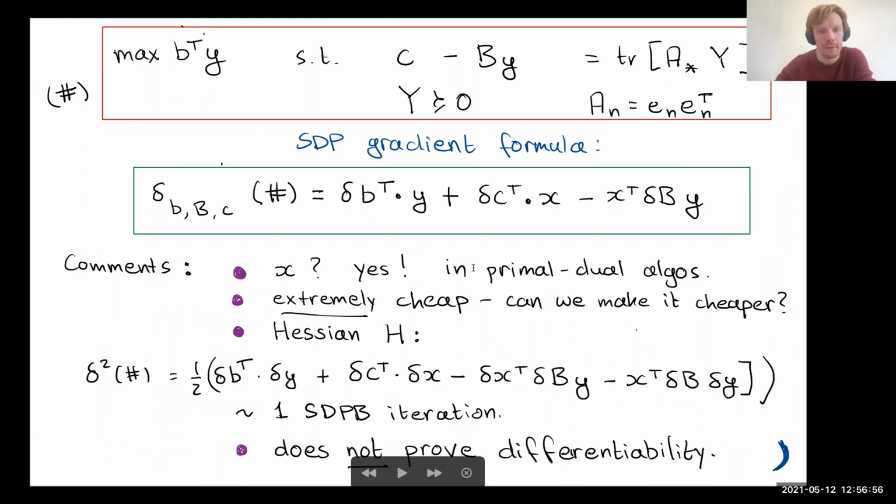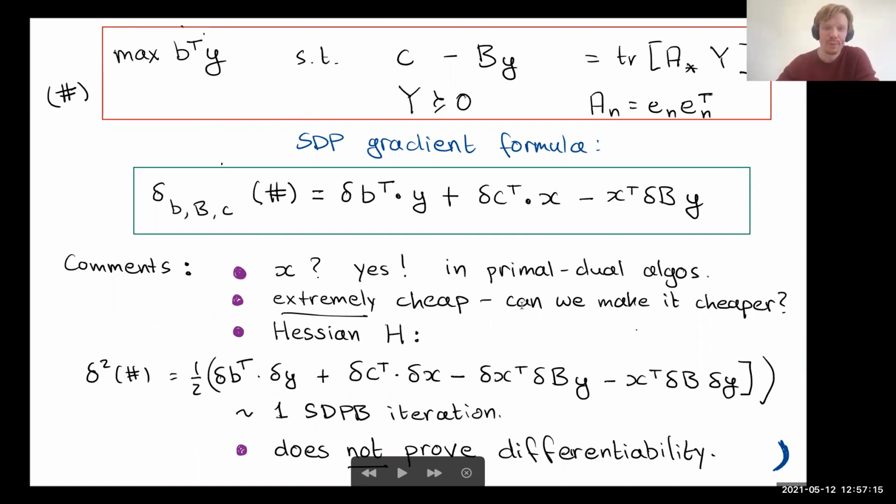And this is a general feature of primal dual optimization algorithms. So as it happens, if we do the numerics, we compute not just little y and capital Y, we also get the x's. And so this is really an extremely cheap algorithm. You don't have to run SDPB again, you just get the gradient.